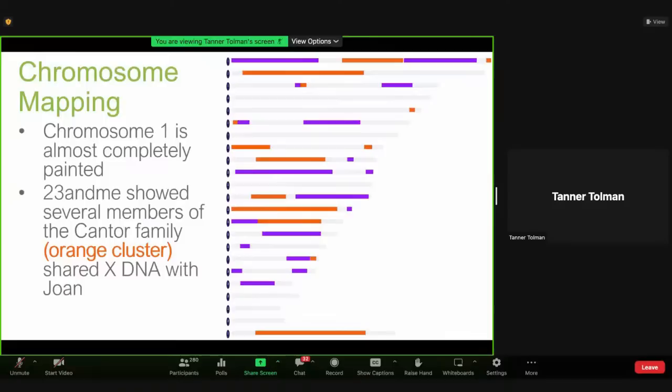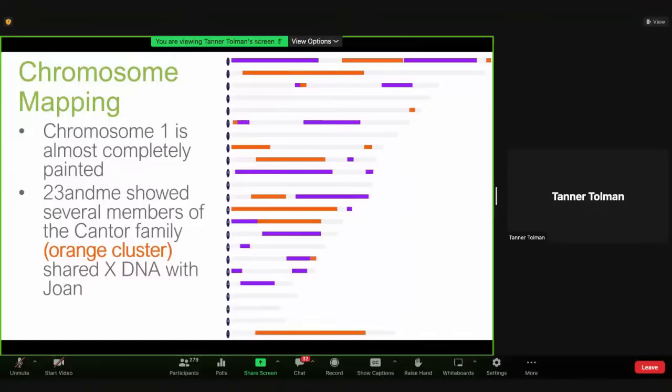MyHeritage and 23andMe, and I found that sure enough, all of those people always fit either into the purple family, which turned out to be the Bernsteins, or the Cantor family. And I started to map it all out as best as I could. Like, where on Joan's DNA does she have the Bernsteins? And where on her DNA does she have the Cantors? And I was able to map out this much of it.